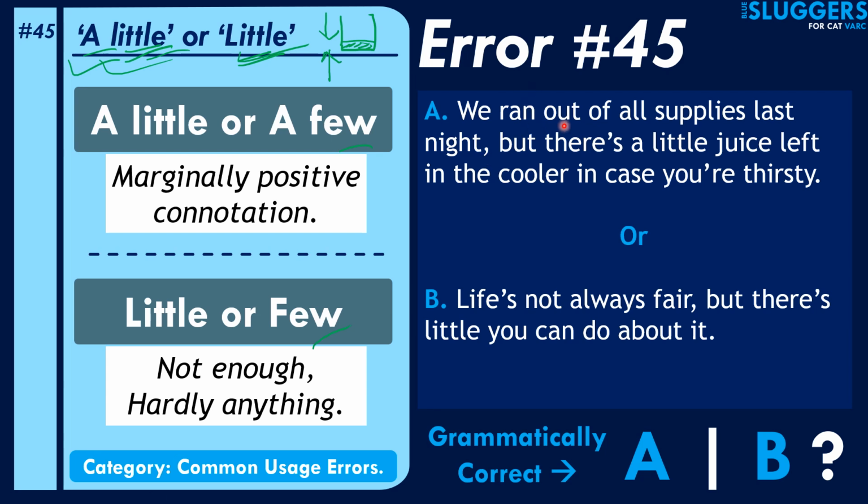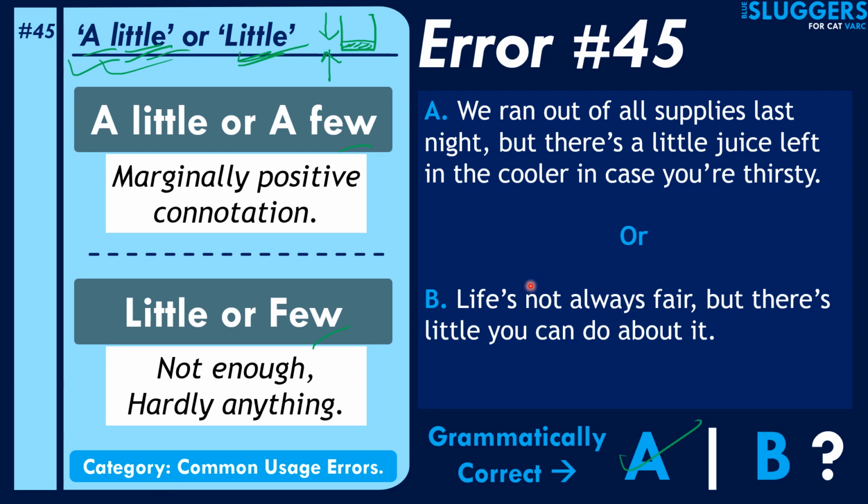The first one says: we ran out of all supplies last night, but there's a little juice left in the cooler in case you're thirsty. So it says कि हाँ हमारे सारे supplies तो खत्म हो गए, but still थोड़ा सा juice बचा है. It sounds hopeful, so it makes sense to use 'a little' here. So this one is correct. Sentence A is correct.